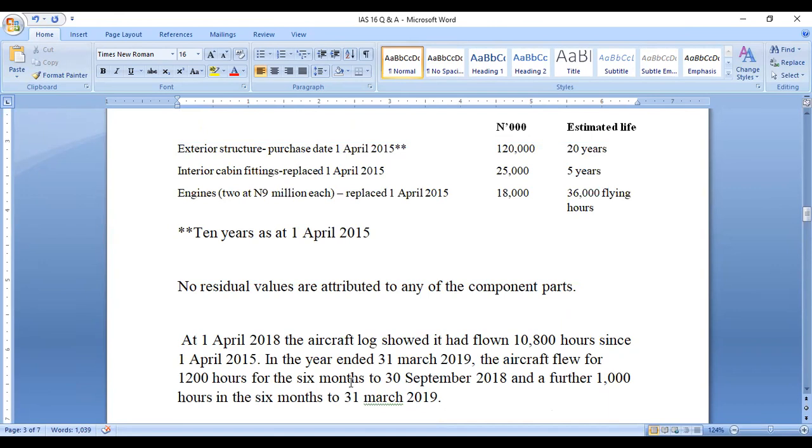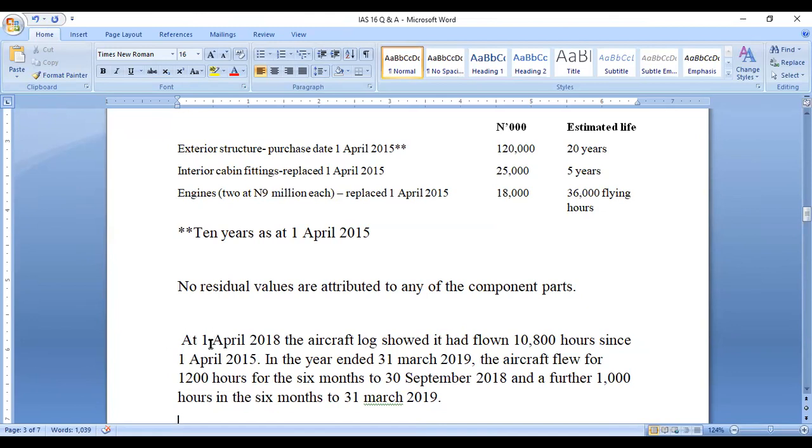36,000 hours. Ideally, they're supposed to fly 36,000 hours. So how many hours did this engine actually fly before it had this accident? 1,200 hours.